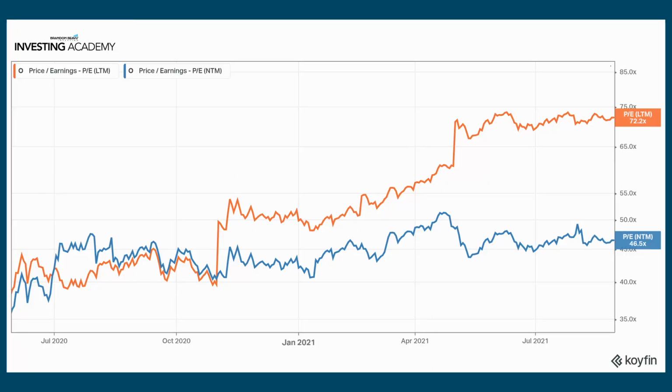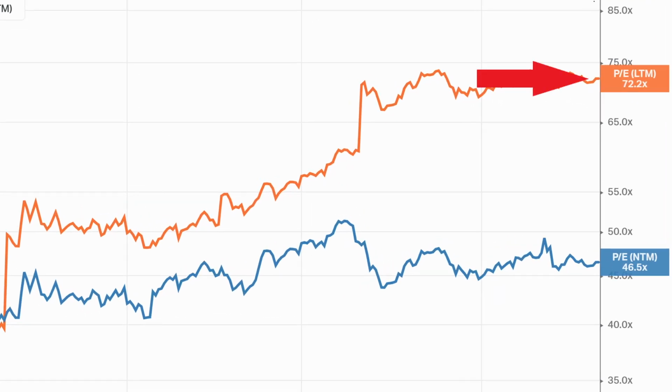Let's look at a chart for this company now that shows the two PE ratios. One is for the last 12 months, or the trailing 12 months, which is currently at 72.2. And let's compare that to the PE ratio for the next 12 months, or the forward PE of 46.5. And in this case, unlike Pepsi, you see a significant difference in those two ratios. So which one do you use?